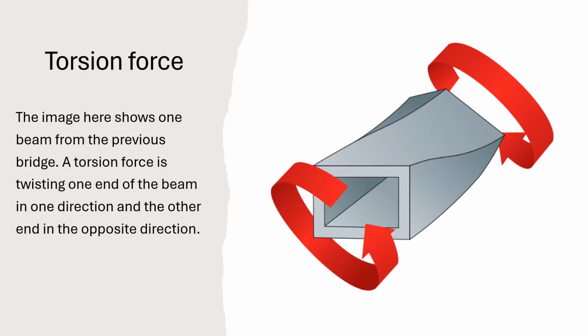Torsion force. The image here shows one beam from the previous bridge. A torsion force is twisting one end of the beam in one direction and the other end in the opposite direction.